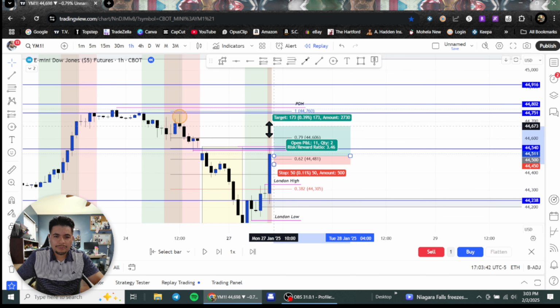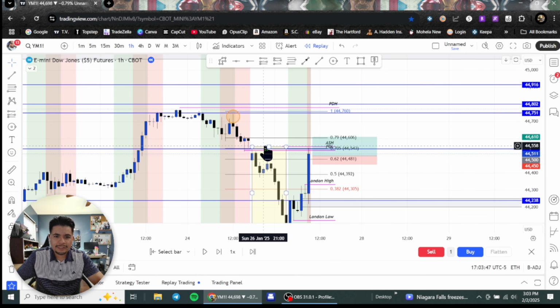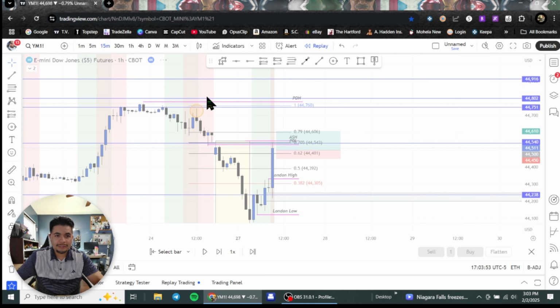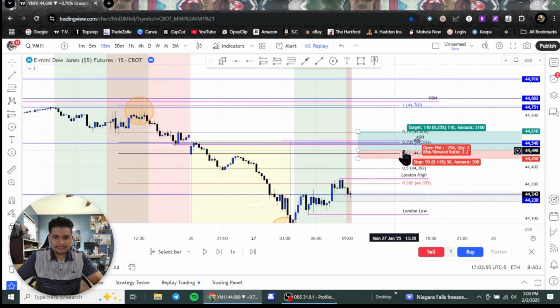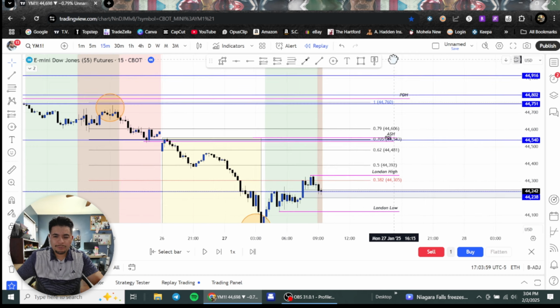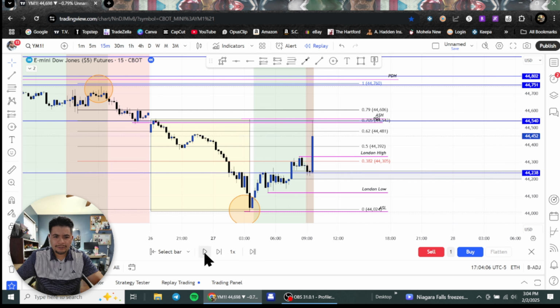Look for this 79%, it's a 1 to 2. Fill this gap here, essentially take these little liquidity there. So what I want to do is go to the 15-minute and just see what price does at 9:30. It's 9:15. We're gonna go one more.